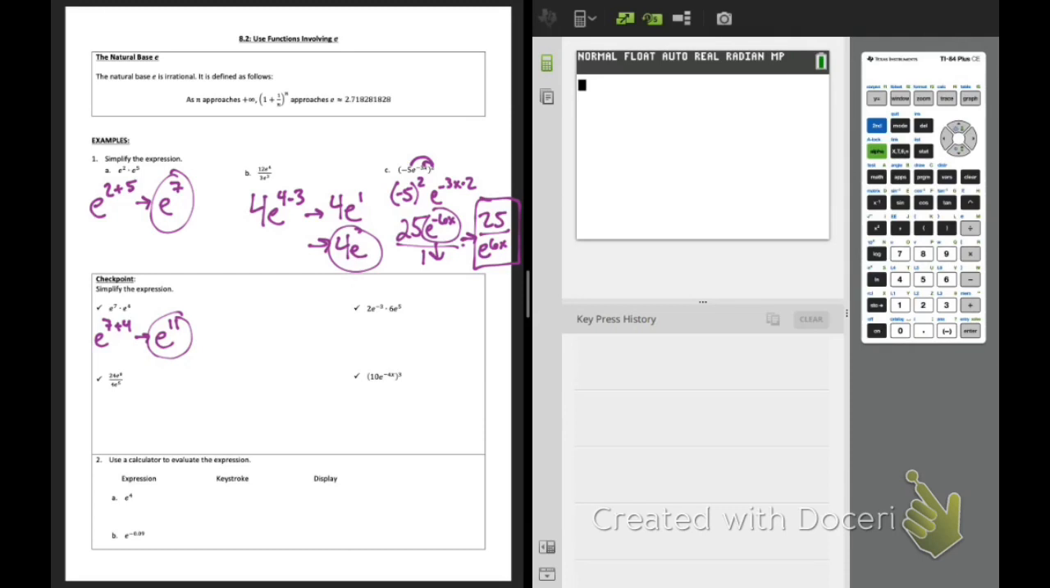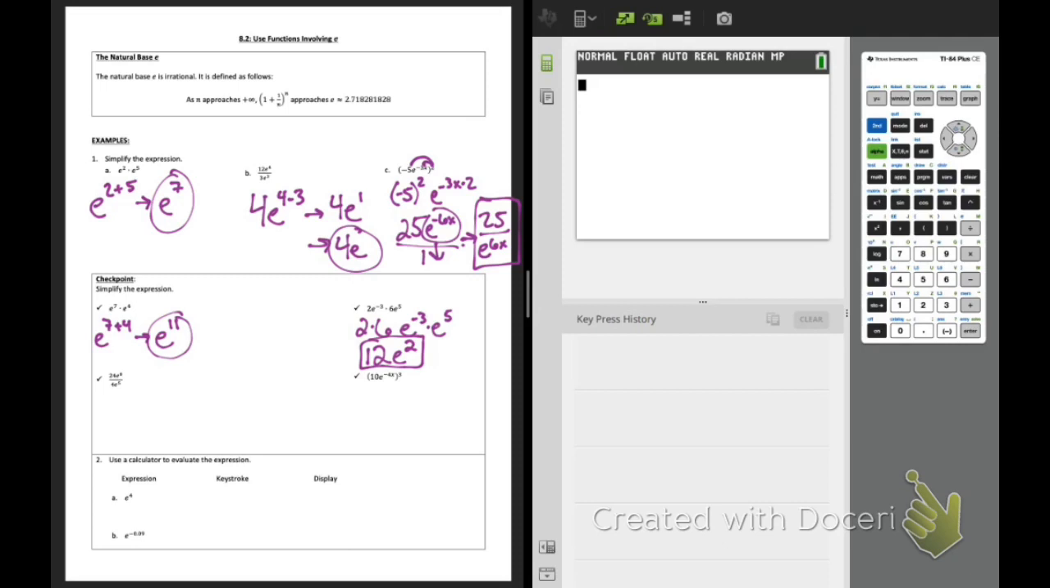2e to the negative 3rd times 6e to the 5th. All that's being multiplied together so I can reorganize it. 2 times 6 can go nice with each other, and e to the negative 3rd times e to the 5th can go nicely with each other. We know 2 times 6 is 12. E to the negative third and e to the fifth, we add those up, we get e squared. So my final simplification will be 12e squared.